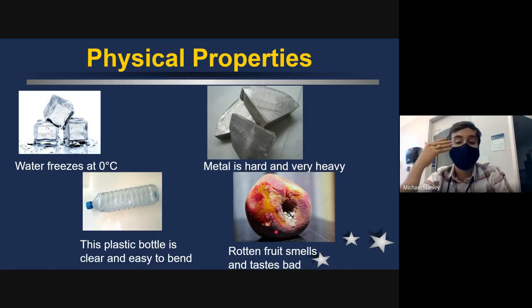And again, physical properties don't have to just be things that you can see or measure. It can also be things that you can smell or taste. So this used to be a peach at some point in its earlier life. Now it's not looking so good, right? So this was sitting in your fridge or on your kitchen counter, and you picked it up.